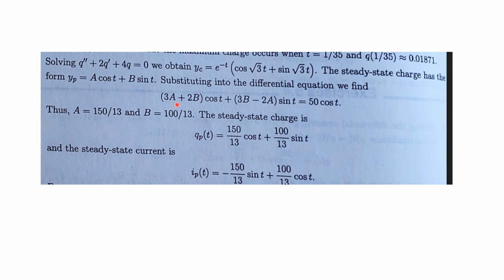You will say that the coefficient of the cosine will be 50, the other one will be 0, and you solve that system of equations. You get A is this number and B is this number. That means that the steady state charge is this. If I take the derivative of that, I will get this, and that is the steady state current. Recall that they ask us for both of these in this problem.